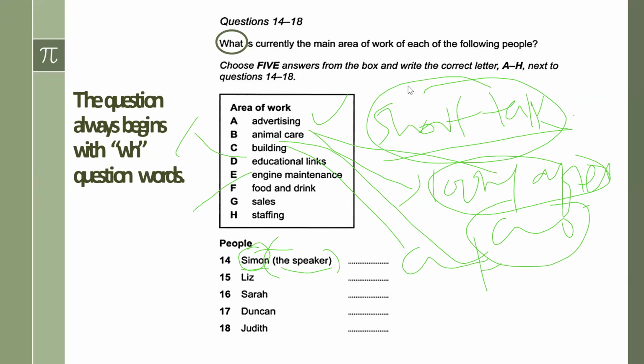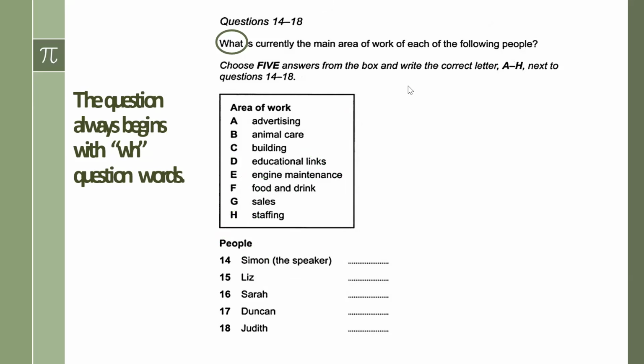Engine maintenance is more related to what? Mechanical type of things. Food and drink is related to what? Instead of food, if they say, for example, rice, or if they say water, drink means water. Sell is related to what? Selling and buying. Staffing is related to what? Employees. Am I right? So these options are not in order, okay? So I'm going to play the recording and we will perform together, all right?